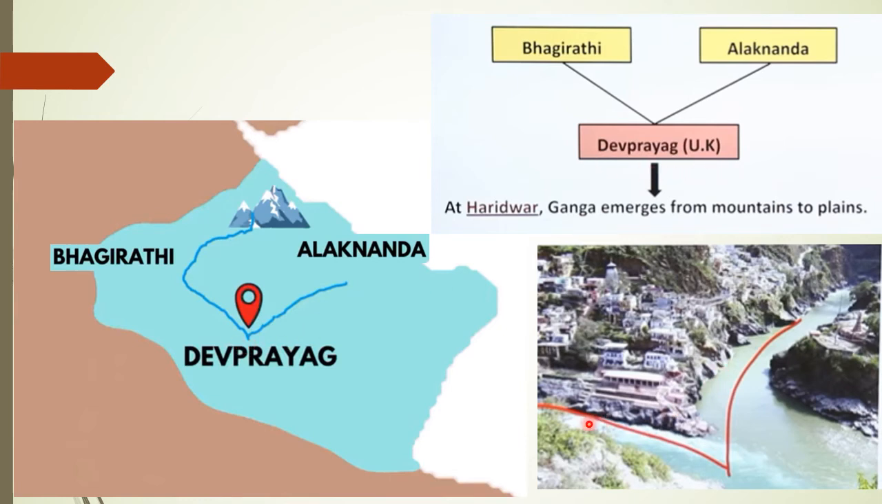So all of you must know origin is from the Gangotri glacier. It is called Bhagirathi. It is joined by Alaknanda at Devprayag, and from the confluence at Devprayag we call this river as Ganga.